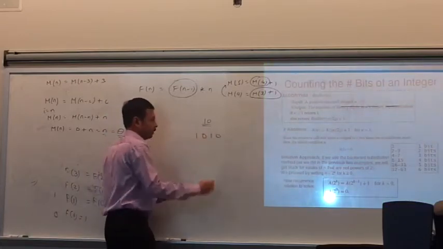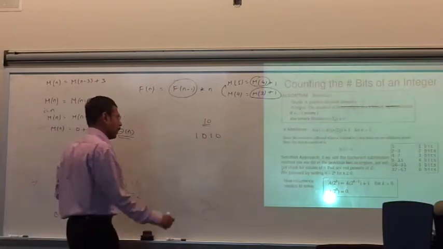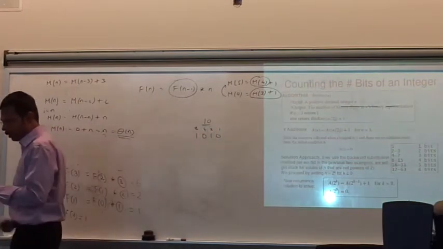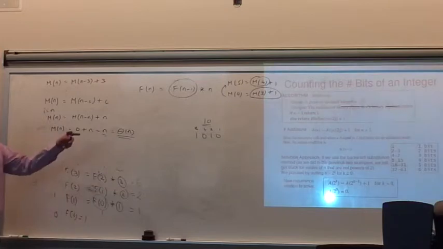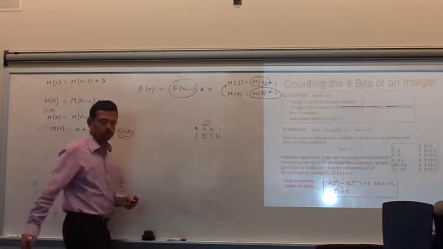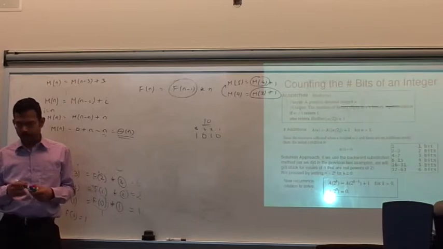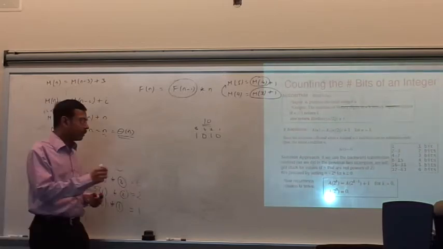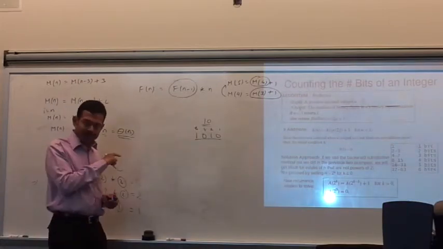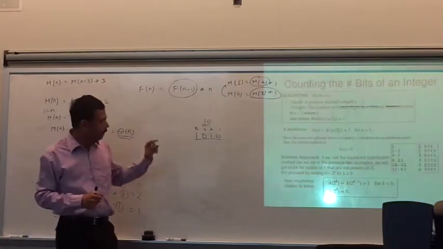10 in binary is 1010. Why? Because of the exponents of 2, sometime back I told you this: 1, 2, 4, 8 and so on. Wherever there's a 1, add the corresponding exponent of 2. So 8 plus 2 is 10. That's how you can interpret this as a binary representation of 10. So how many bits are here? 4. So this is the answer we want in this case. The number of bits in the binary representation of 10 is 4.